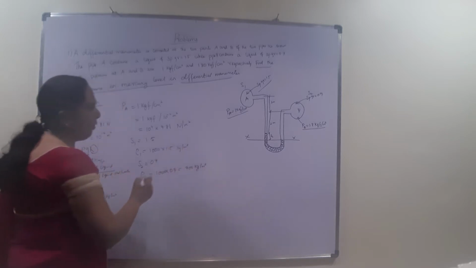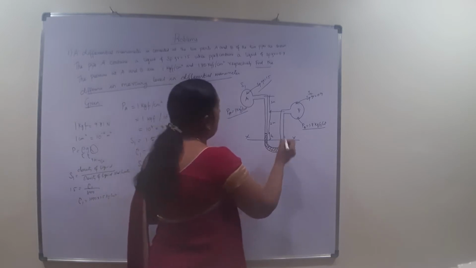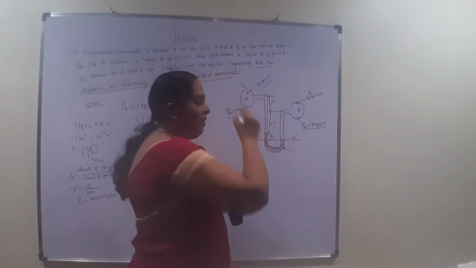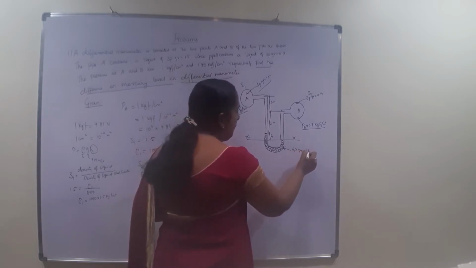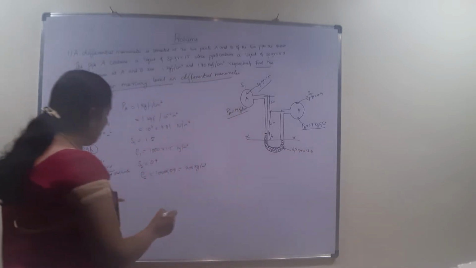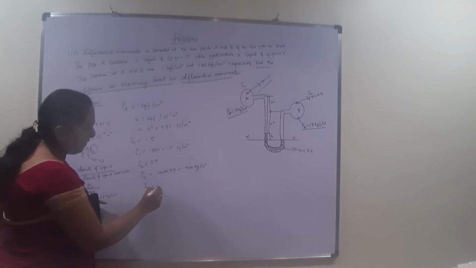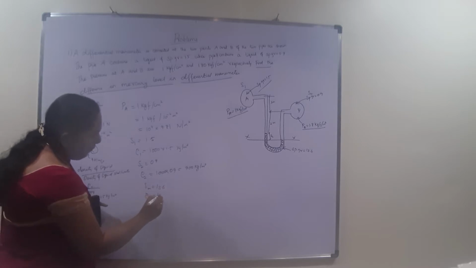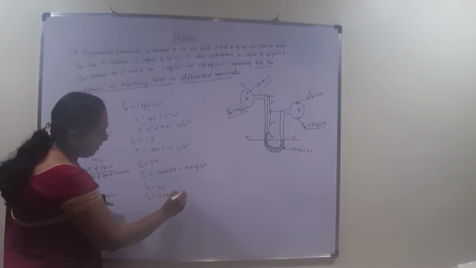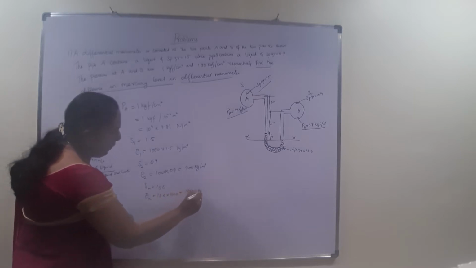Now we have one more liquid, that is mercury. What is the specific gravity of mercury? It is not given in the question, but we have to know that the specific gravity of mercury is always 13.6. Therefore, the density of mercury is 13.6 into 1000, which is 13600 kg per meter cube.